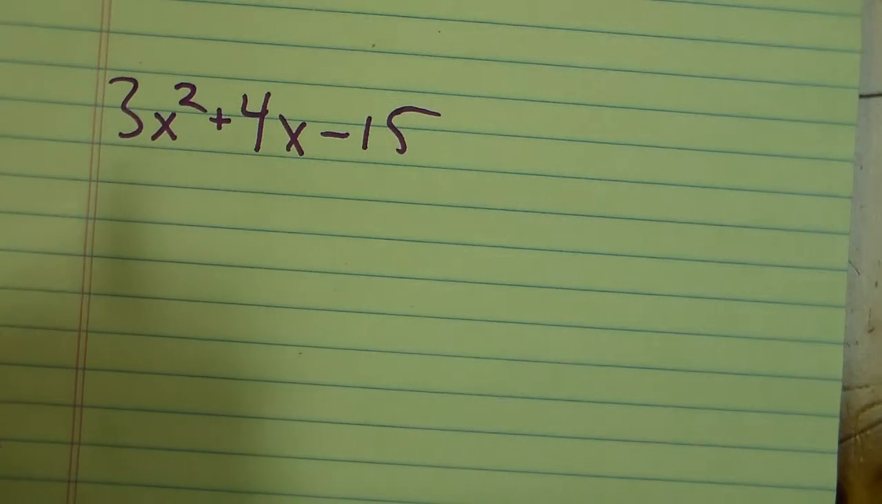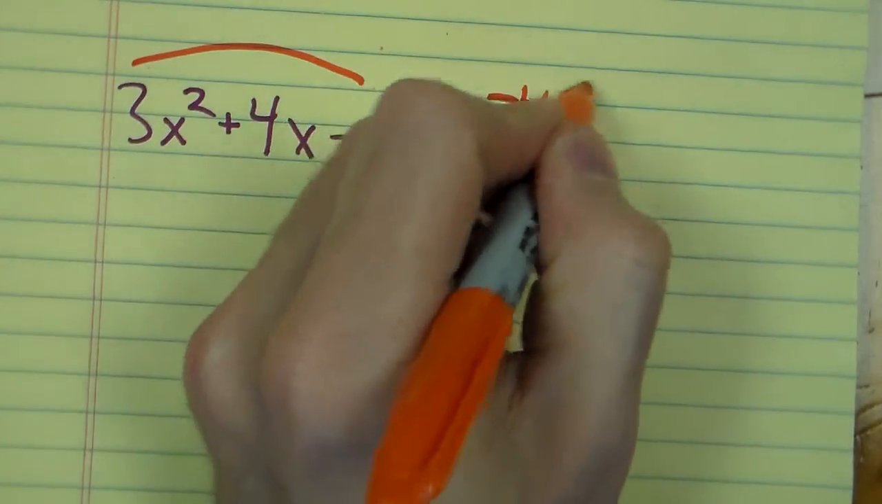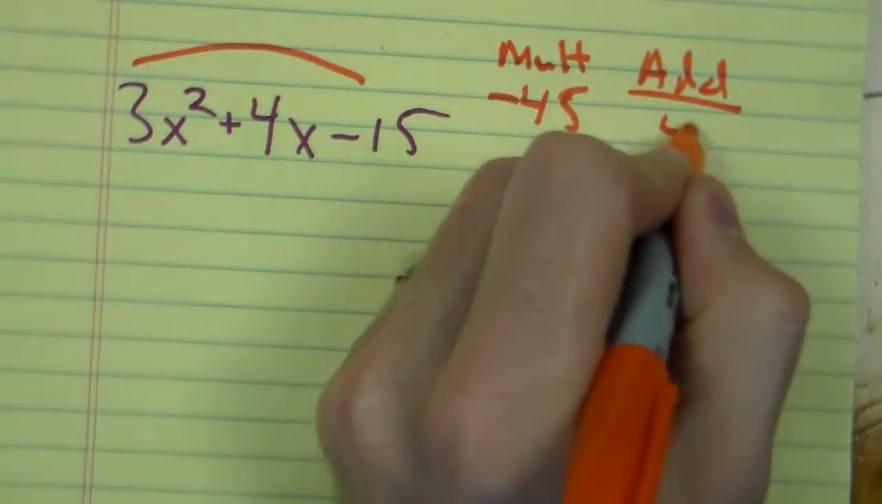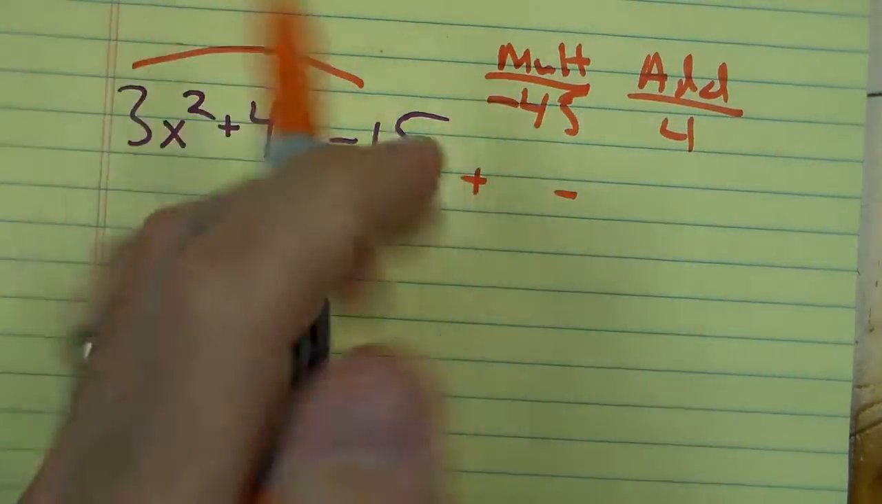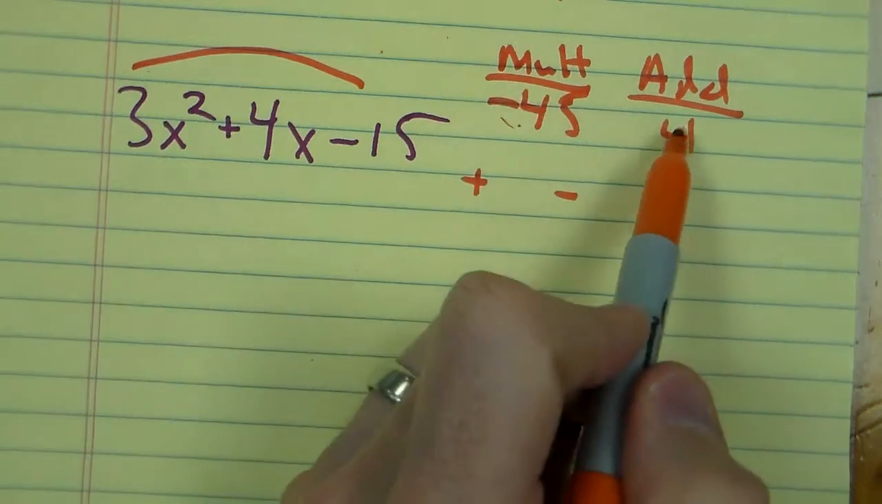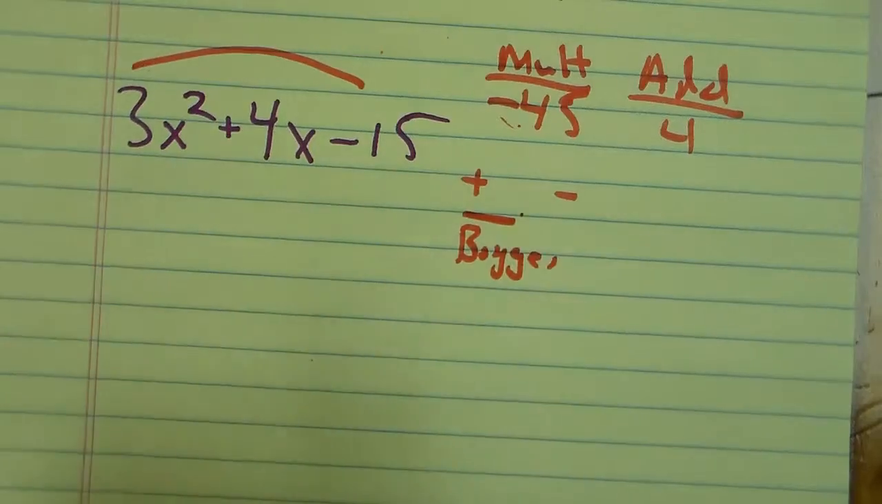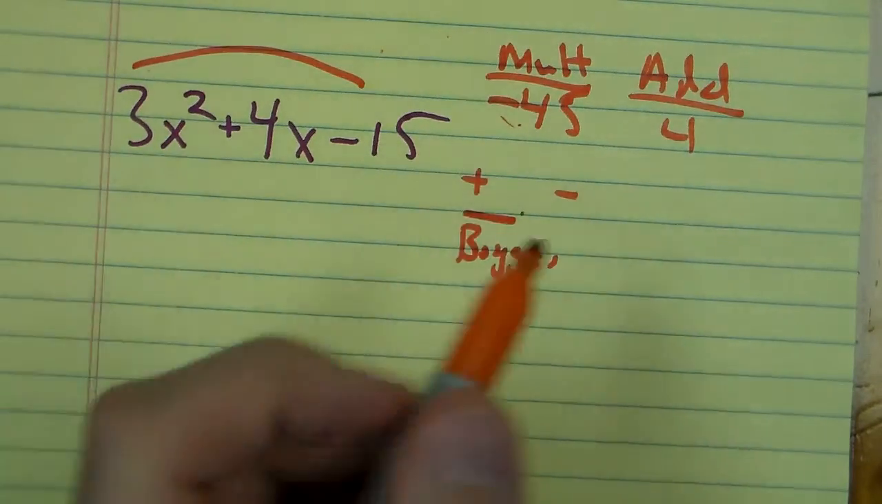Next we have 3x squared plus 4x minus 15. We're going to multiply the first and last term, and we get -45. And we're going to add to get +4. So we know it's a plus and a negative, because we have a negative as a product, and it's got to be a positive. So this is going to be the bigger, because it's going to add to be 4 bigger. So what can I multiply to get 45 that are 4 apart?